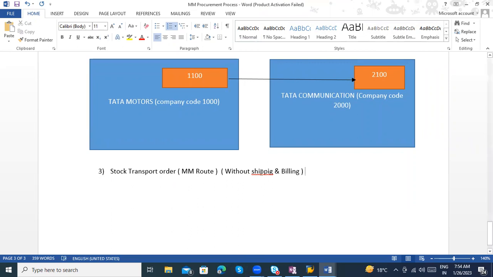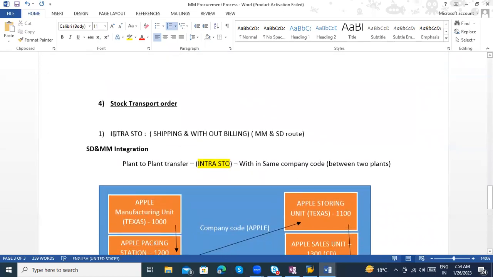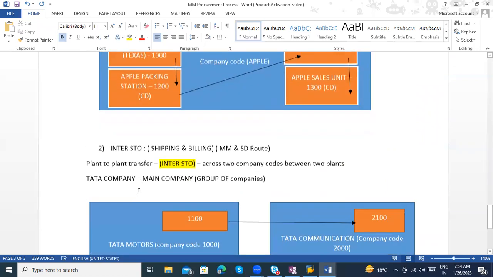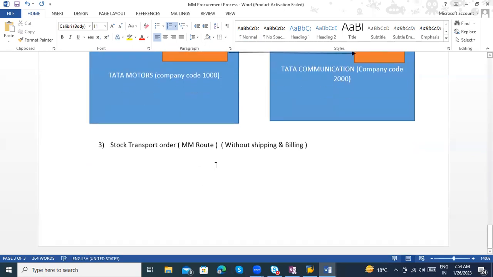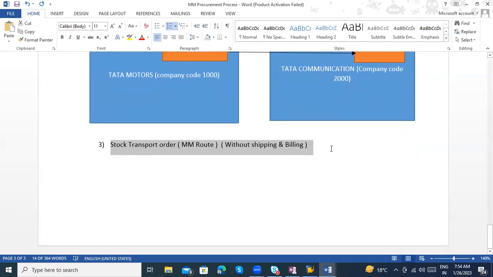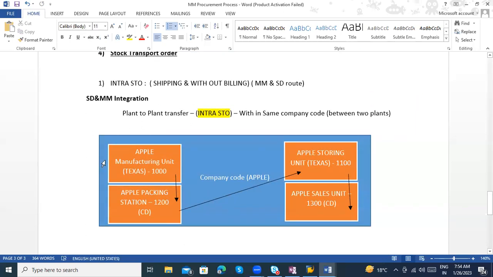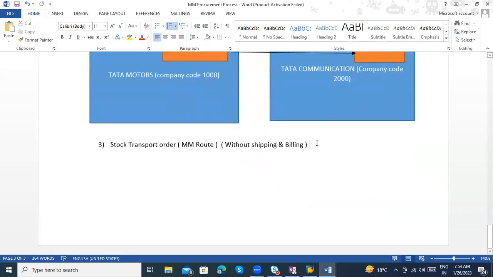In this case, just remember that this is the SD-MM integration, and this is also the SD-MM integration. But if you see that this is not an SD-MM integration, this is an MM route only. So even in the stock transfer order, two processes will be SD and MM integration, and one process will be MM only. Other than this, the concept will be the same, plant to plant, branch to branch transfer only. Okay, clear?